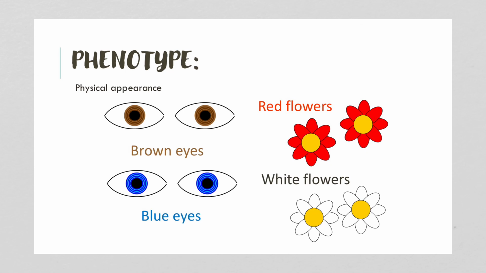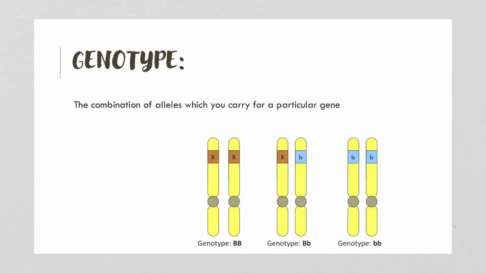So your phenotype is your physical appearance. Always think of the ph for physical appearance. That would be brown eyes or blue eyes, or red flowers and white flowers. It's how we describe what the gene is presenting as, what it looks like. Your genotype is the combination of alleles that you carry for a particular gene. So in this example, you could be big B big B, big B little b, or little b little b.